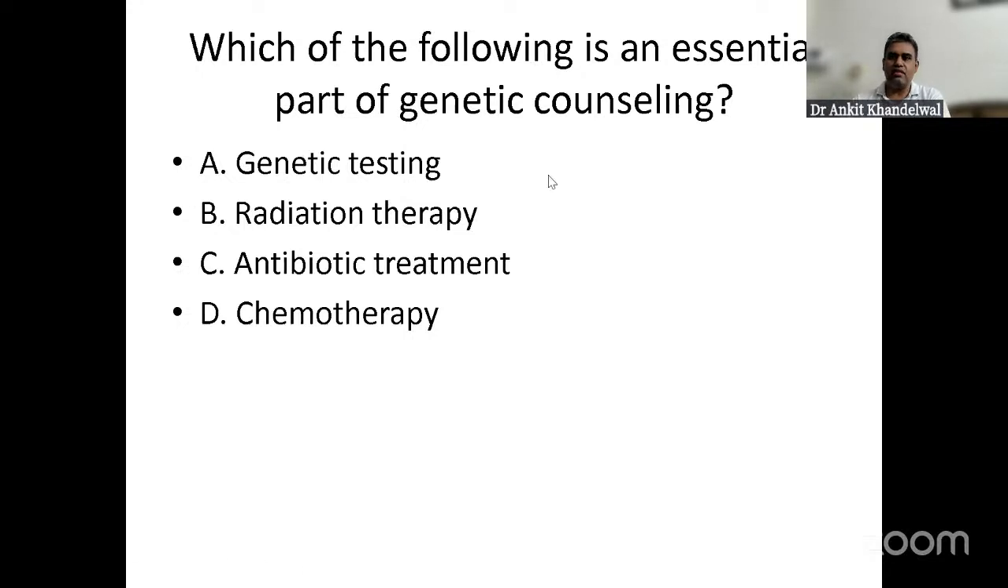Which of the following is an essential part of genetic counseling? Is it genetic testing, radiation therapy, antibiotic treatment, or chemotherapy? I urge you to write A, B, C or D in the comment box if you are listening live. If not, even then you can write it later. Let me also check it in the meanwhile. Take 30 seconds at least. 30 seconds is enough, I guess, for this question.